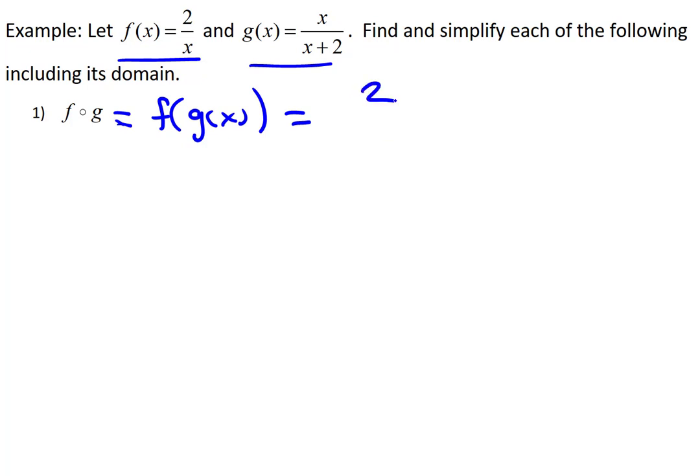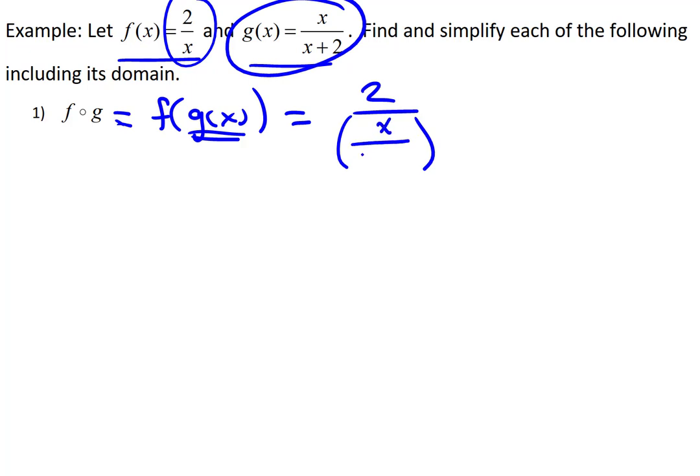So instead of 2 over x, which is the original f function, we're going to write 2 over blank. I'm going to leave the blank a little large because in the blank we have to put the input, which is the other function, g of x. Now, g of x is defined as x over x plus 2, so that's what's going to go in the blank that we've left for the outer function. So really it's now 2 over x over x plus 2.